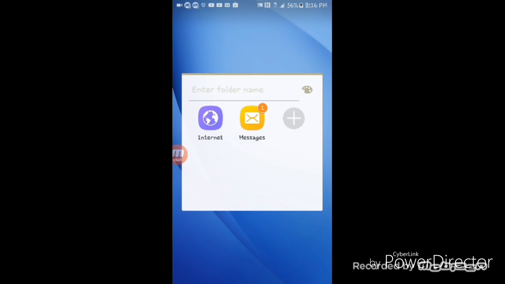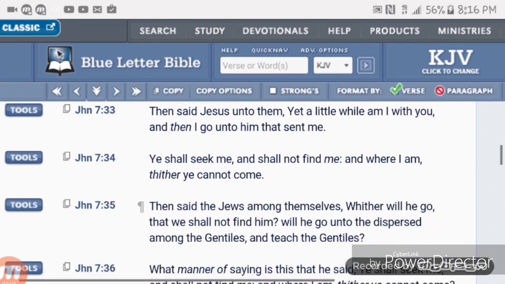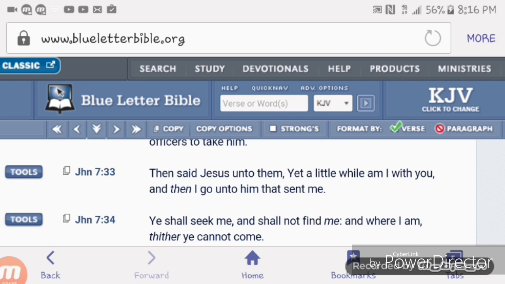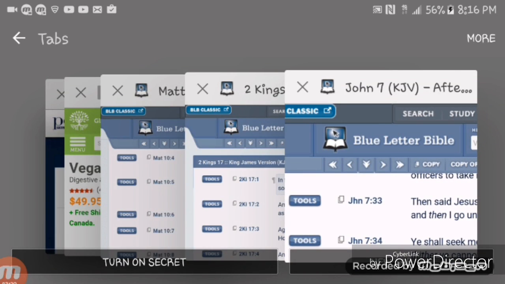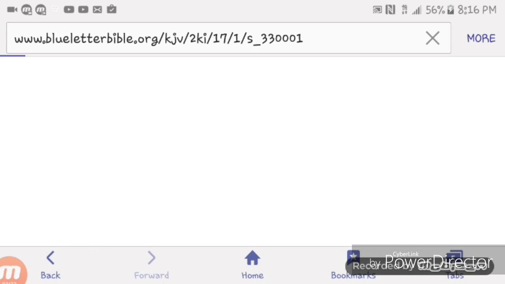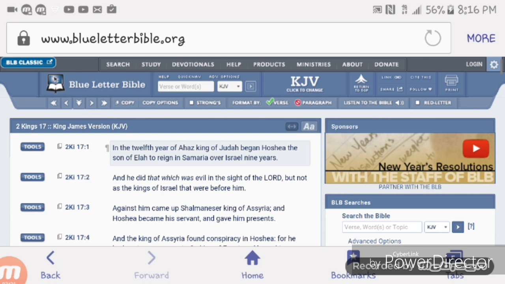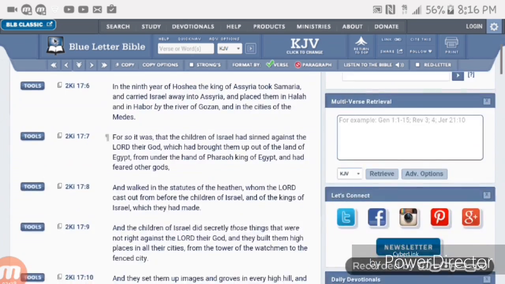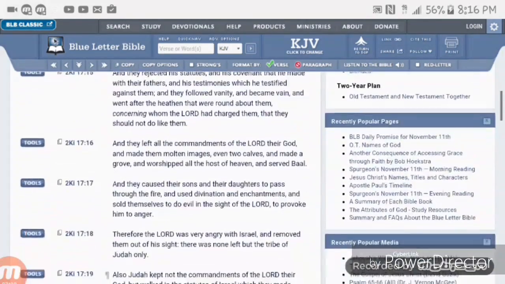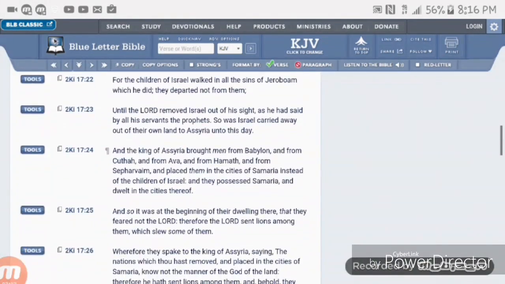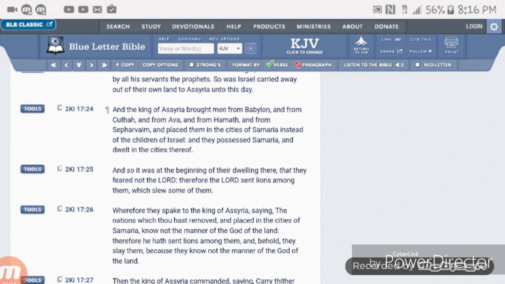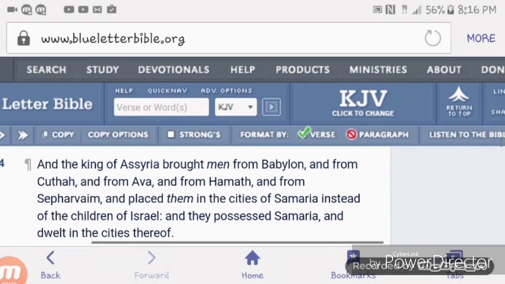But nonetheless, we're going to get into this. Alright, not this one. We want this one. Alright. This is 2 Kings, 17th chapter. I'm going to start at the 24th verse. Okay, and it says, and the king of Assyria brought men from Babylon. Reading this passage right here.